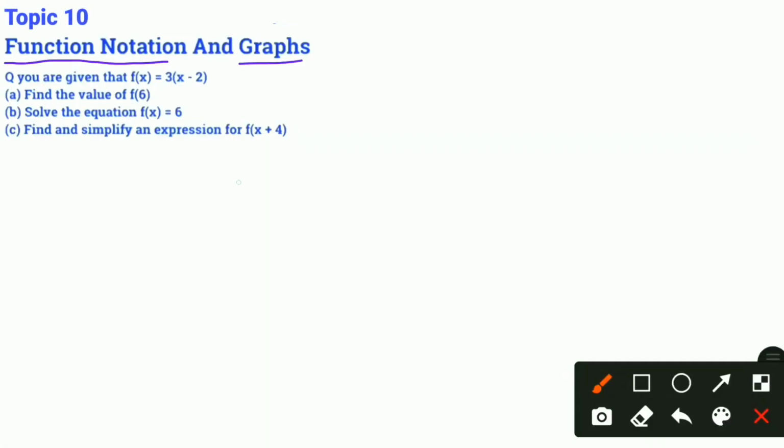Function notation and graph. So what is a function? A function is basically something that when you give an input, it gives an output. If I give one input in a machine, then it is understood that the machine will give one output. This kind of concept is known as a function.